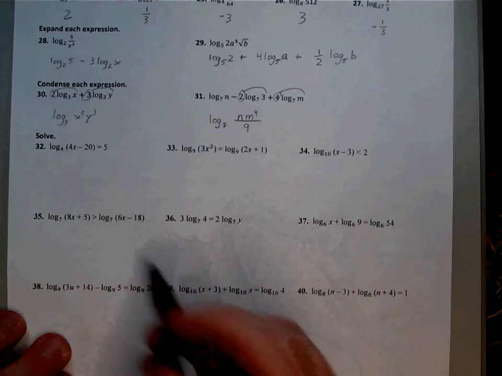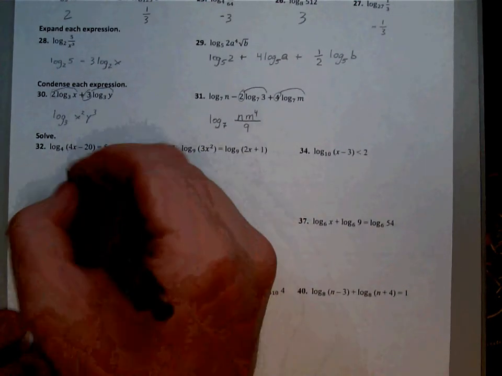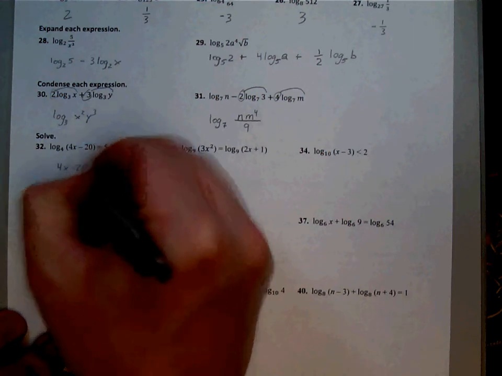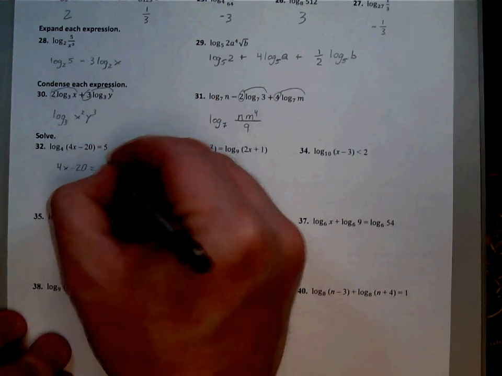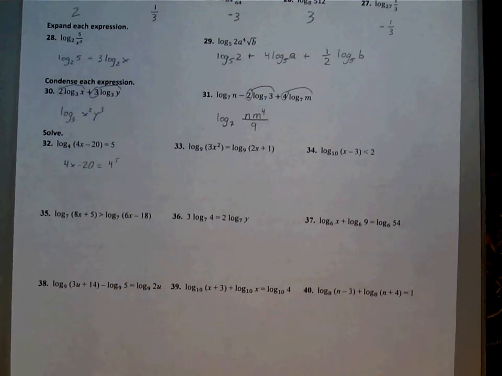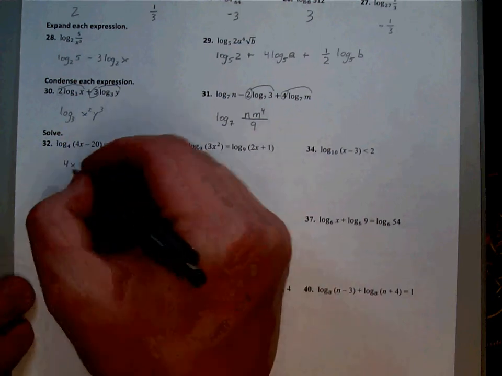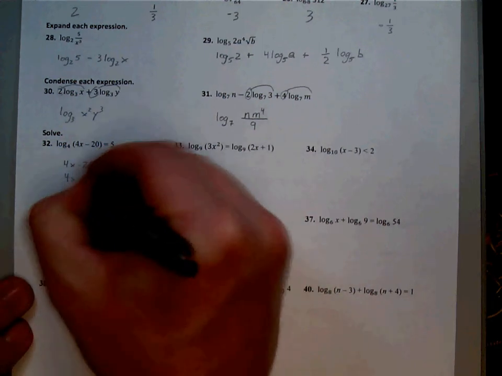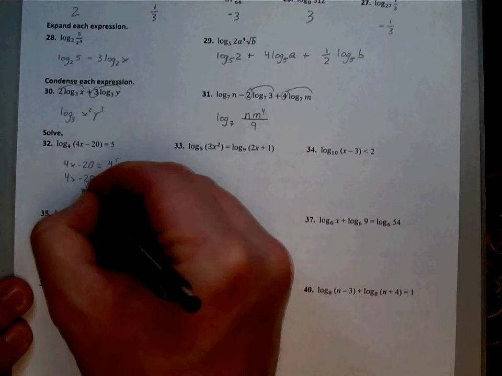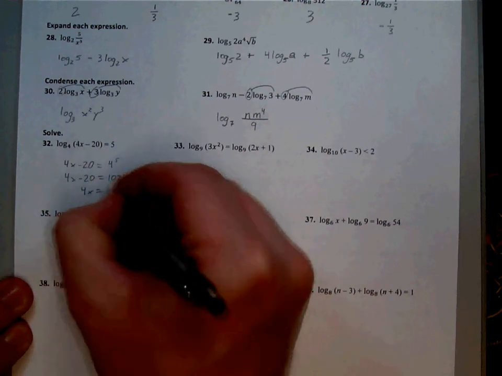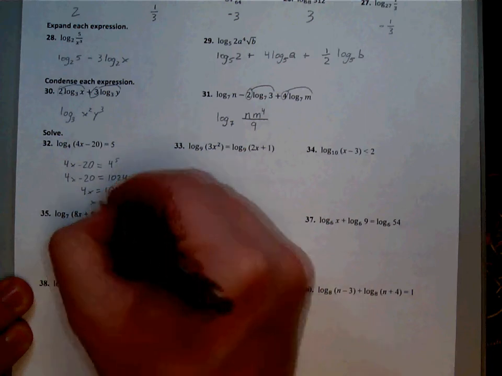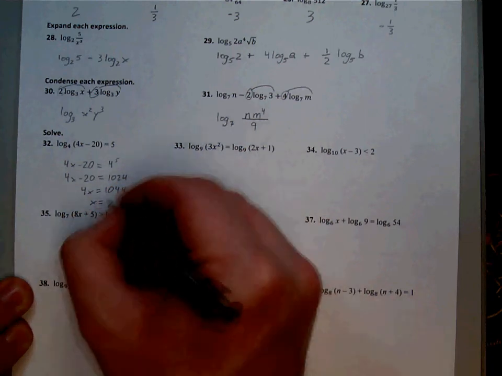Number 32, I'm going to solve. It's just a log on one side, so I'm going to rewrite it. So the 4x minus 20 is equal to 4 to the 5th. That 4 to the 5th is 1024. So add 20. So 1044. 261.